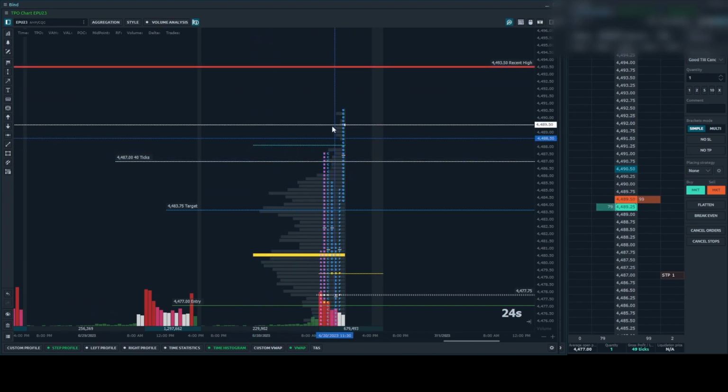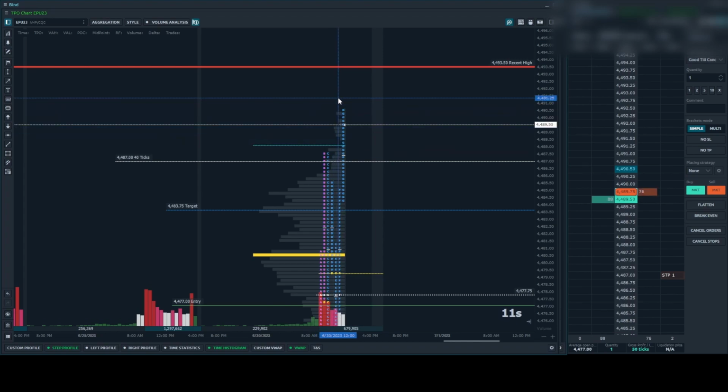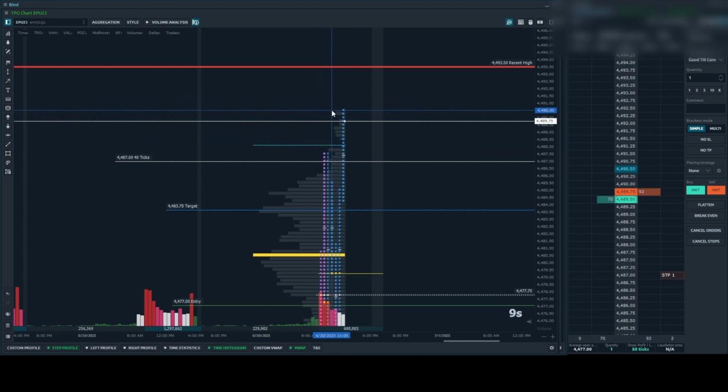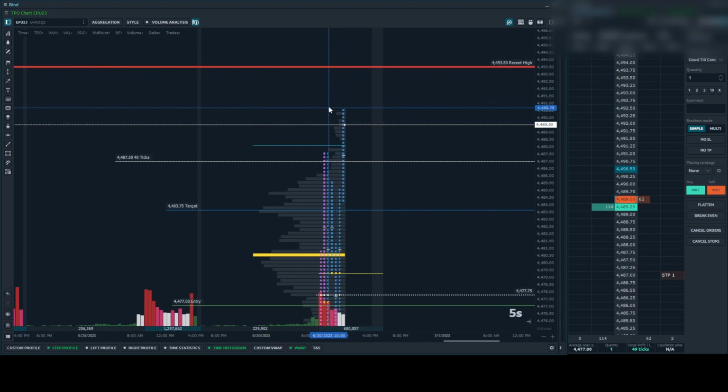You can see how it's starting to build a node. So this is what you want to see right here. If we moved up here and started to build a node up here, then you'd put your stop under the next. So our next stop area would be in here somewhere. Then if you build another node, you move your stop up to the next one. Like if right here it starts to build another node, then you move to this stop.